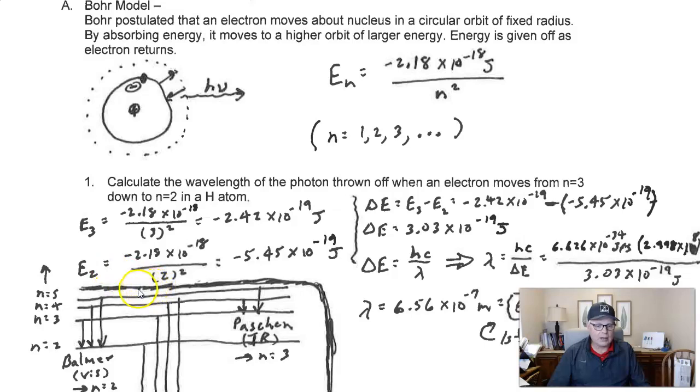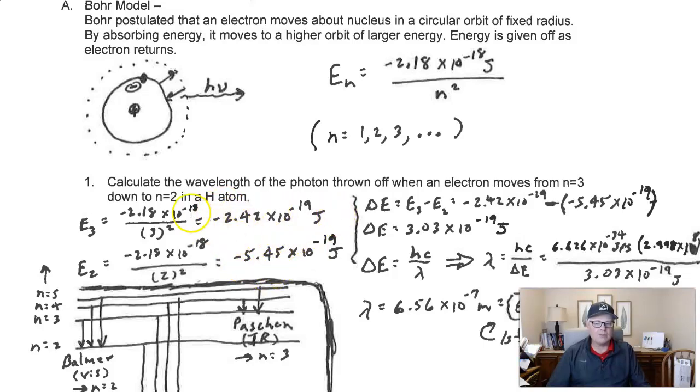All right, what about E2? How do I calculate that? I simply take this equation and plug in a 2 down here. So negative 2.18 times 10 to the minus 18 divided by 4, and I get negative 5.45 times 10 to the minus 19 joules. Which one of these is higher in energy? Well, E3 is higher in energy. But 5 is greater than 2, right? Well, negative 2 is greater than negative 5, because you're closer to 0. This is a larger number, not absolute value wise, but larger. So yes, E3 has more energy than E2, even though the number is that negative.